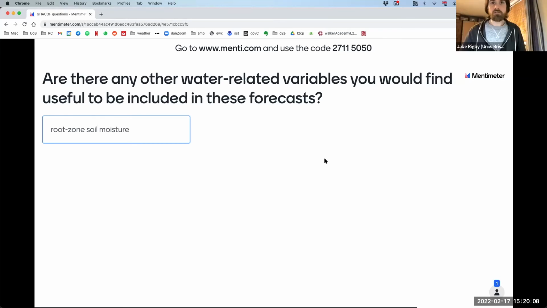So, root zone soil moisture. Can you make any comment on that, Dave or Michael? Yes, well, it all depends on the root zone, what the land cover is and how that maps to the particular local soil moisture. But that is something we can explore, making sure that we're resolving the relevant root zone soil moisture in different parts of the HAD region.